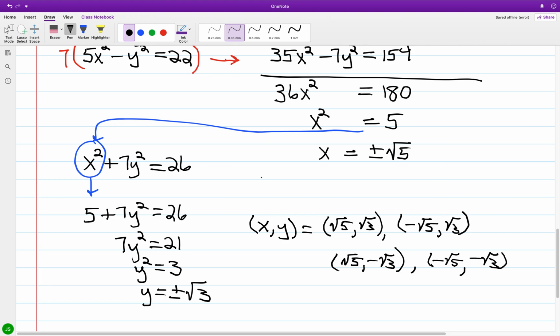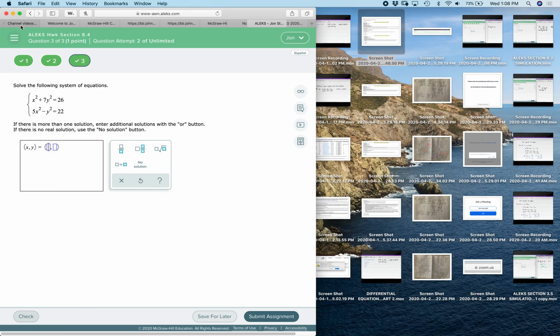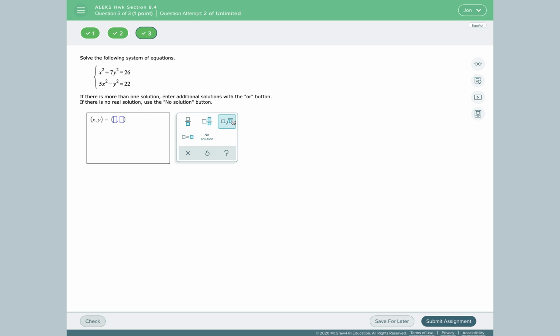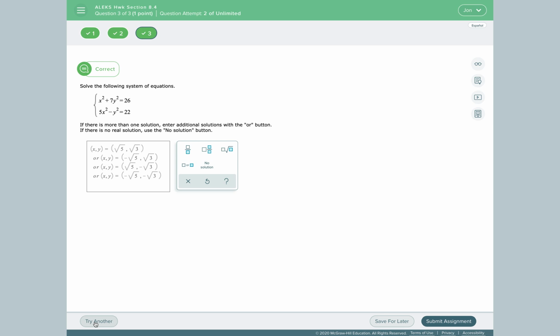Okay, and so just taking what we have here. We have radicals throughout. So we have the square root of 5, square root of 3, or negative square root of 5, square root of 3, and we're still adding in possibilities. Again, the square root of 5, the negative of the square root of 3. And with our fourth possibility, we have the negative of the square root of 5 and the negative of the square root of 3. And checking out, all the results are correct.